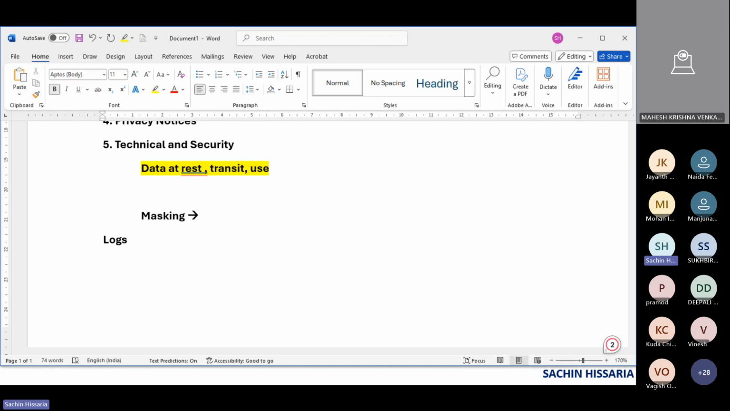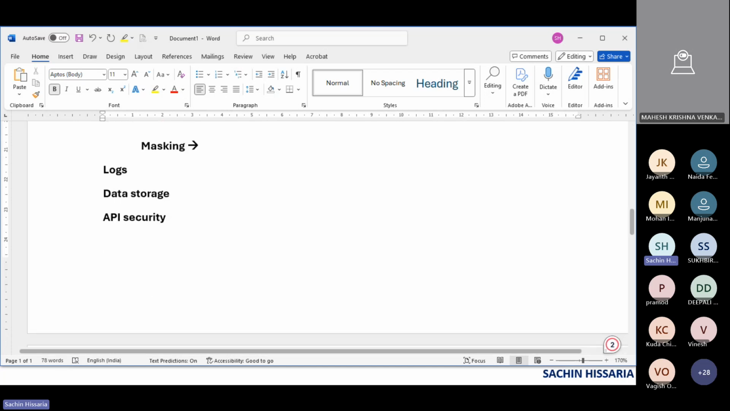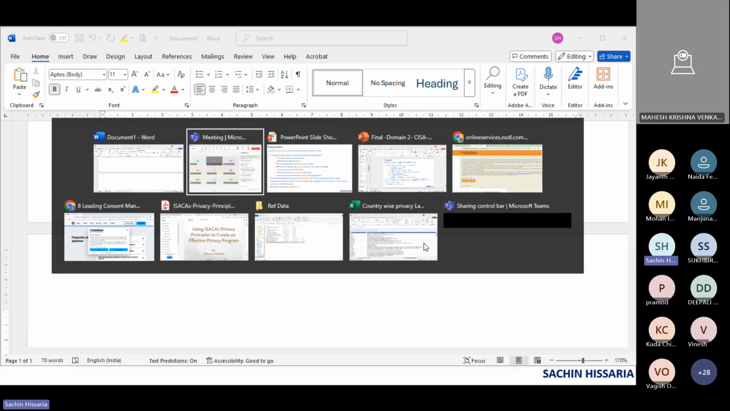We will see the controls related to the data storage. We'll see the controls related to the data purging, correct? We'll see very important controls related to API security. So all these controls you need to verify whenever you are collecting, processing, and storing data.